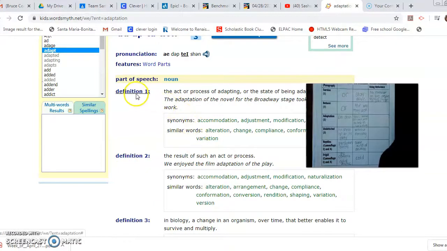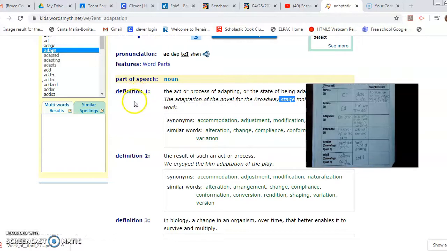Let's take a look at definition number 1. The act or process of adapting, or the state of being adapted. Let's see what it's used like in a sentence. The adaptation of the novel for the Broadway stage took a year of hard work. Are we talking about a novel? Are we talking about a stage? No, we're not. We're talking about animals. This is more like talking about a book. So it can't be definition number 1.